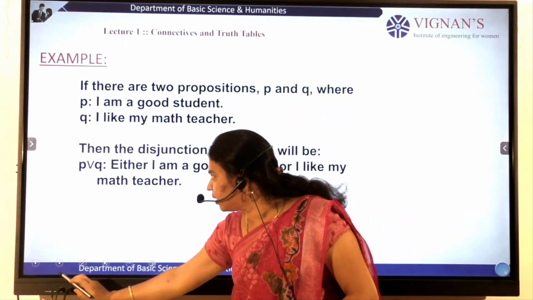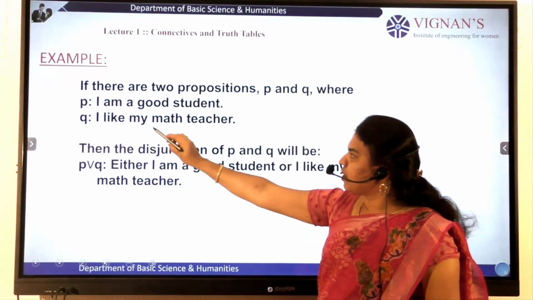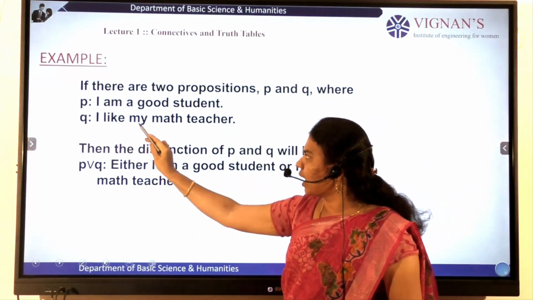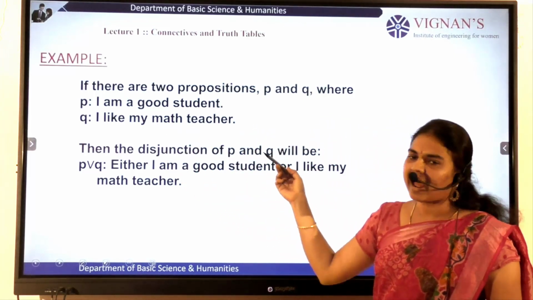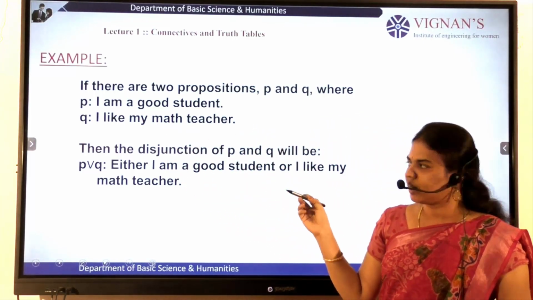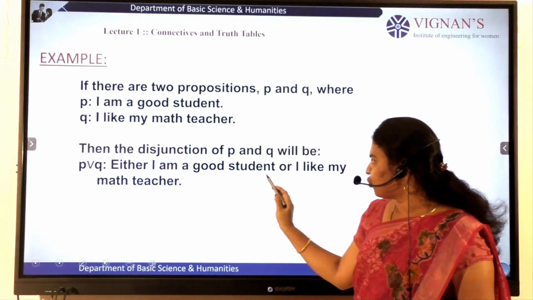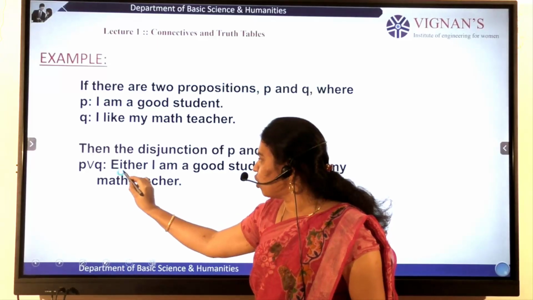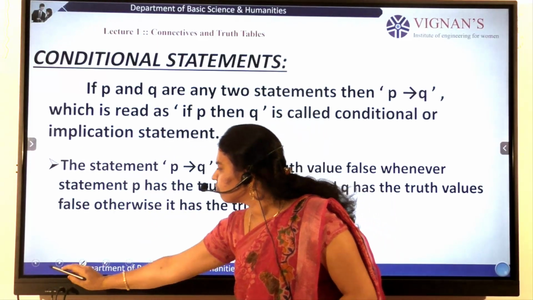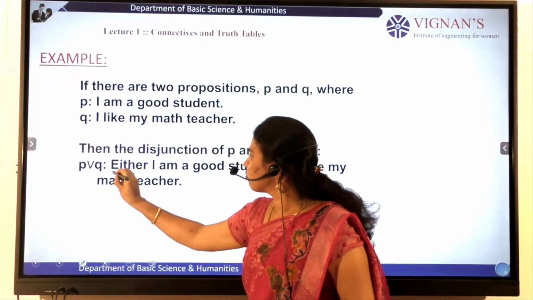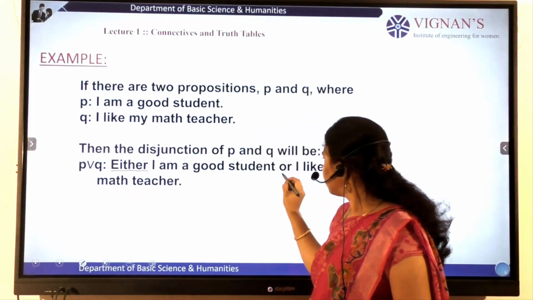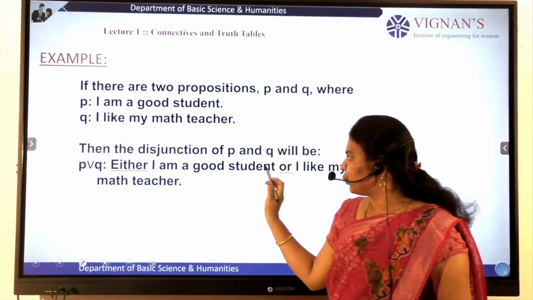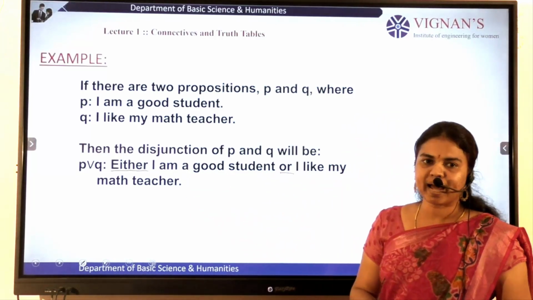And the example for disjunction is, if the statement P is I am a good student and the statement Q is I like my math teacher, then we write the statement P or Q, that is, either I am a good student or I like my math teacher. So in the statement P or Q, we should write either I am a good student or I like my math teacher.